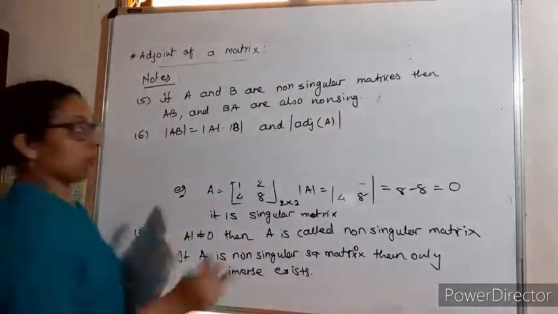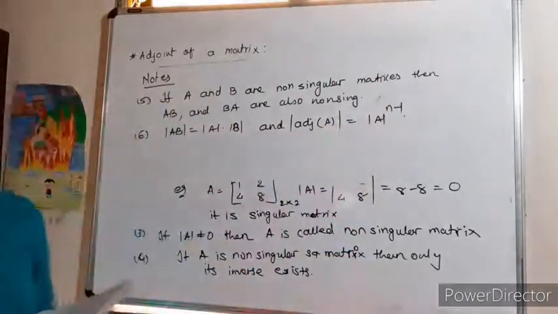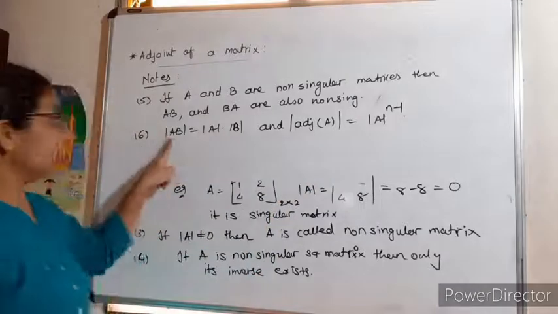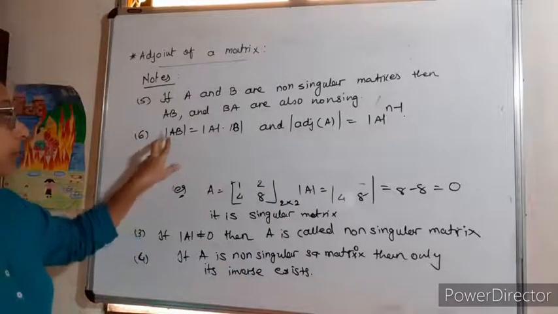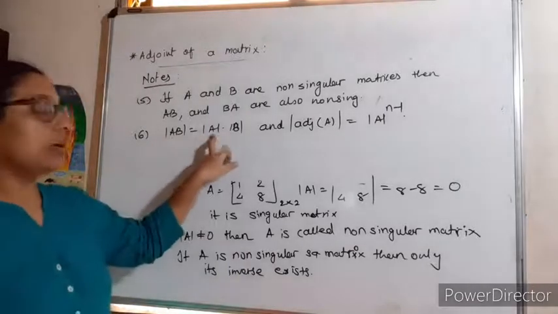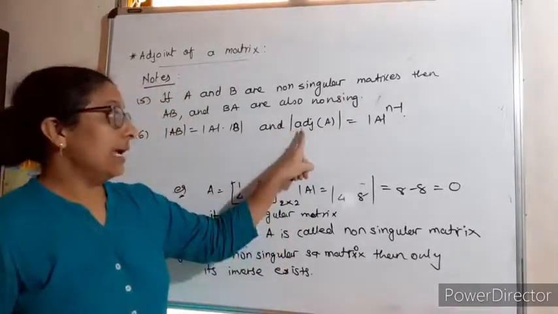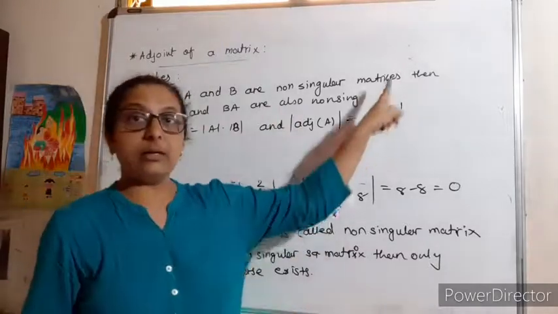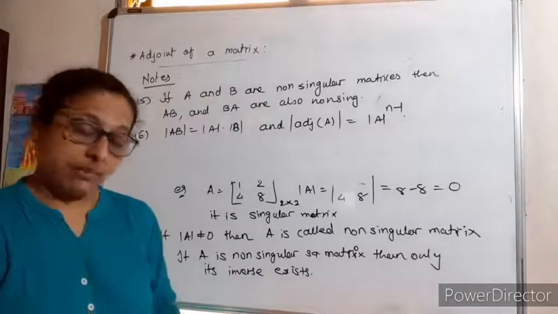Determinant of adjoint of A is equal to determinant of A to the power n minus 1. This is not a modulus, keep in mind. This is determinant of A into B, where A and B are two square matrices. If you find the product AB and take its determinant, then it is determinant of A into determinant of B. In the same way, find the adjoint of A and take its determinant: it is determinant of A raised to the power n minus 1. That result you have to keep in mind.